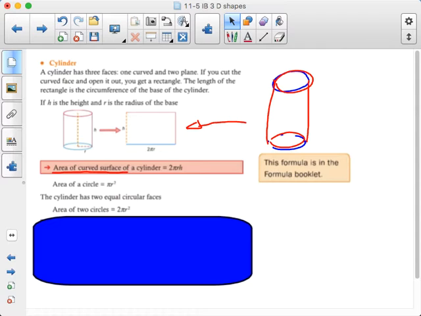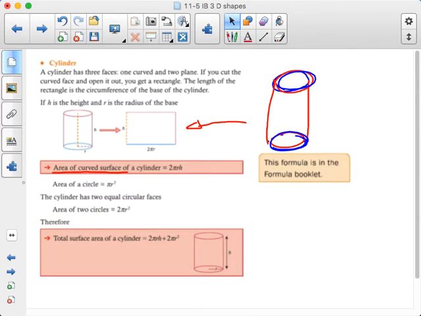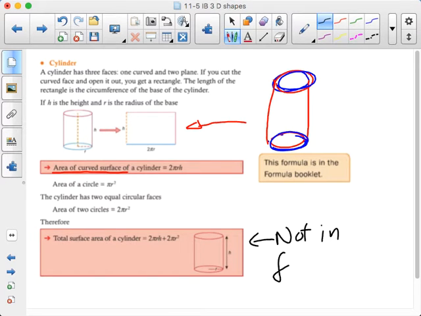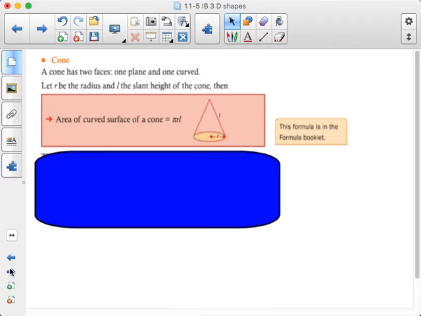They don't actually have the formula for the total surface area. To get the total surface area, all you need to remember is that if I have the curved surface, then the things I have remaining are 2 circles. You know this is pi r squared, and this is pi r squared. So the formula for the total surface area of a cylinder is 2 pi r h plus 2 pi r squared, but this is not in the formula booklet. So make sure that you're not just using that formula, you're really thinking about what you need.